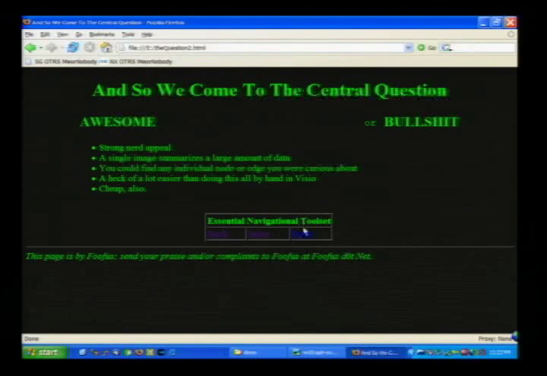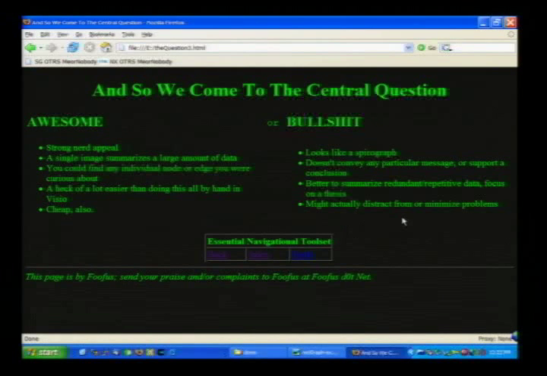However, on the opposing side, it looks just like a spirograph. It doesn't really convey any message. It doesn't support any conclusion, right? The engineer who said bullshit said it's better to summarize data that's redundant or repetitive. You saw like 96 sites that looked exactly the same. They all had 4 net blocks hanging off of them. You probably all noticed that, right? And so graphs like this might actually distract from the information that you're trying to find, and they might minimize the importance of problems, and that's not what we want when we're trying to make a point about security.